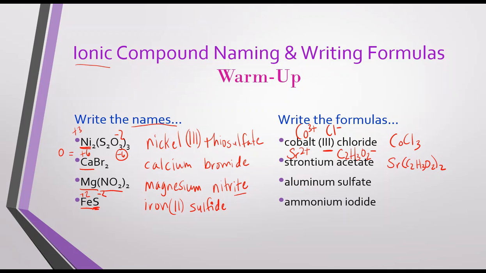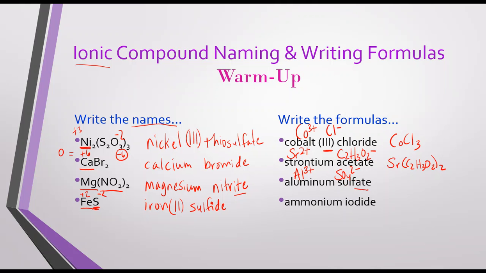All right, looking here. Aluminum sulfate. What is the charge on the aluminum? +3, good. It's in group 13 or 3A, so it's going to be +3. What is sulfate? Off of our polyatomic ion list. That's SO4 -2. Good.